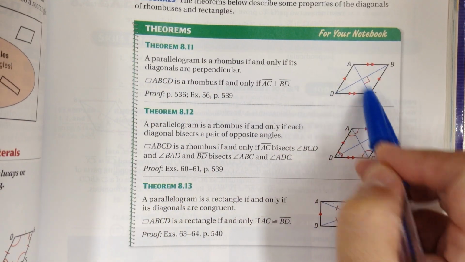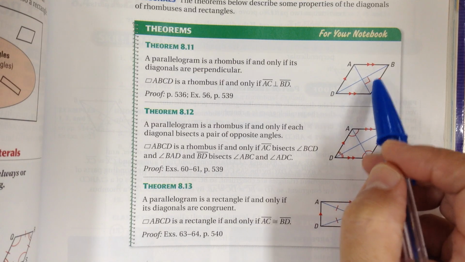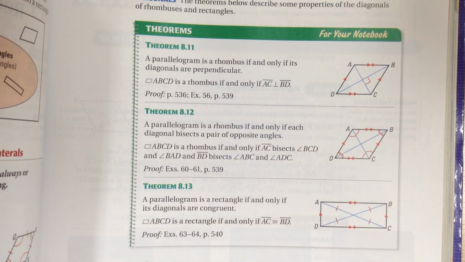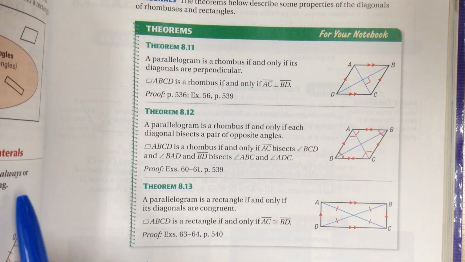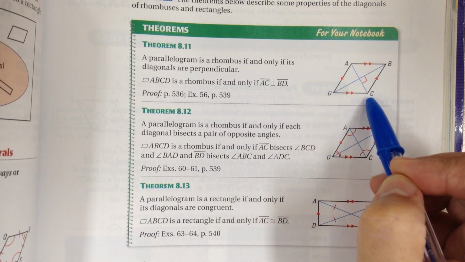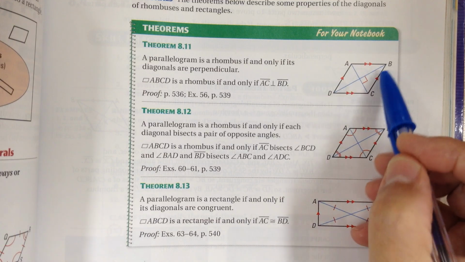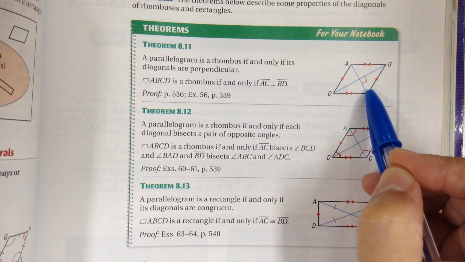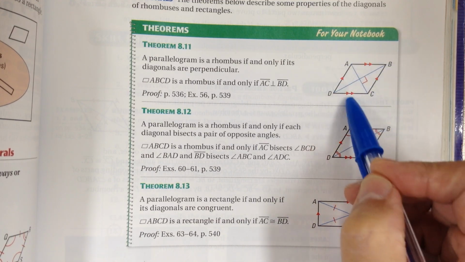So if the diagonals are perpendicular, and again, if and only if means you have to go both ways, right? Both ways are true. So if it's a rhombus, the diagonals are perpendicular. And converse of that, if the diagonals are perpendicular, then it is a rhombus.